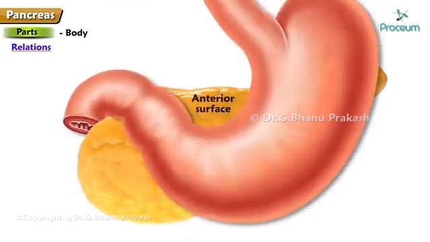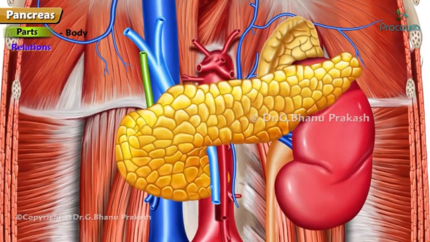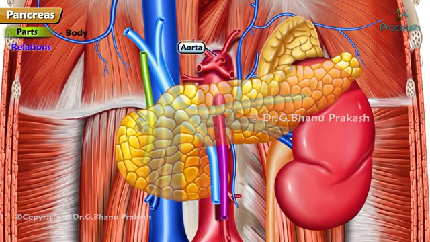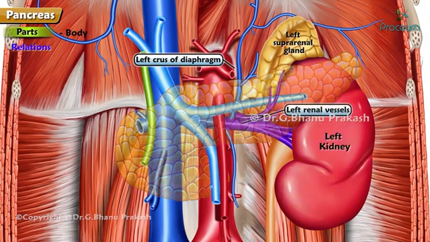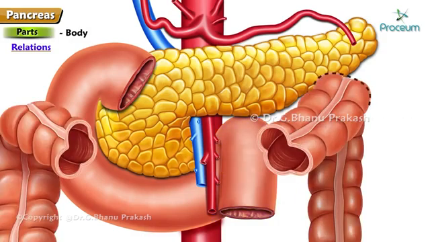Anterior surface, concave and directed forward and upward, is related to the lesser sac and stomach. Posterior surface, devoid of peritoneum, is related to the aorta and origin of the superior mesenteric artery, left crus of diaphragm, left suprarenal gland, left kidney, left renal vessels, and splenic vein. Inferior surface, covered by peritoneum, is related to the duodenojejunal flexure, coils of jejunum, and left colic flexure.